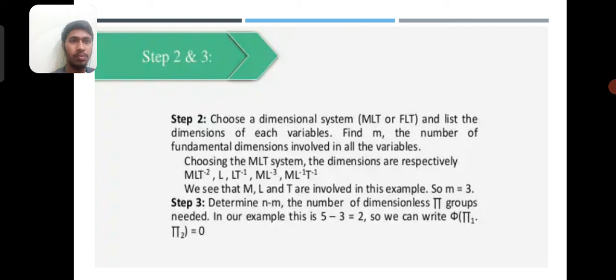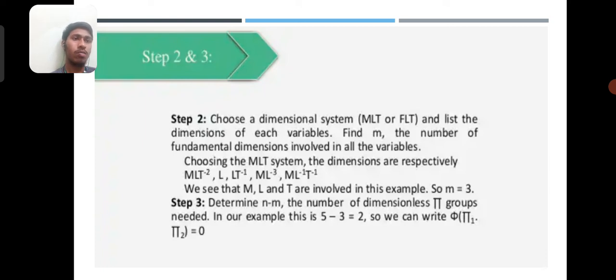Step 3: determine n minus m, the number of dimensionless pi groups needed. In our example, n equals 5 and m equals 3, and overall the result we get is 2.